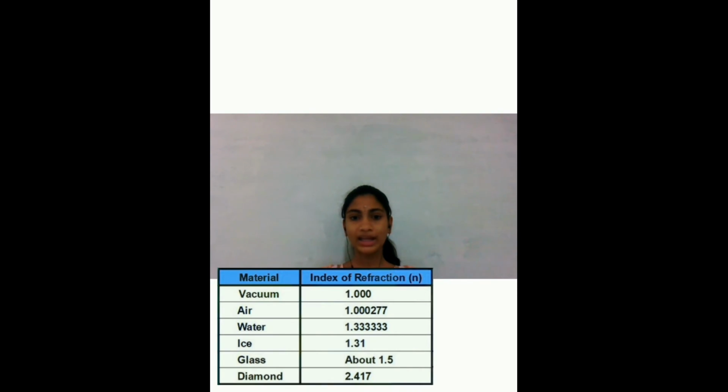Now let's see different indices of refraction for different materials. For vacuum, n is equal to 1. For air, n is equal to 1.000277. For water, n is equal to 1.333. For ice, n is equal to 1.31. For glass, it's about 1.5. For diamond, n is equal to 2.417.